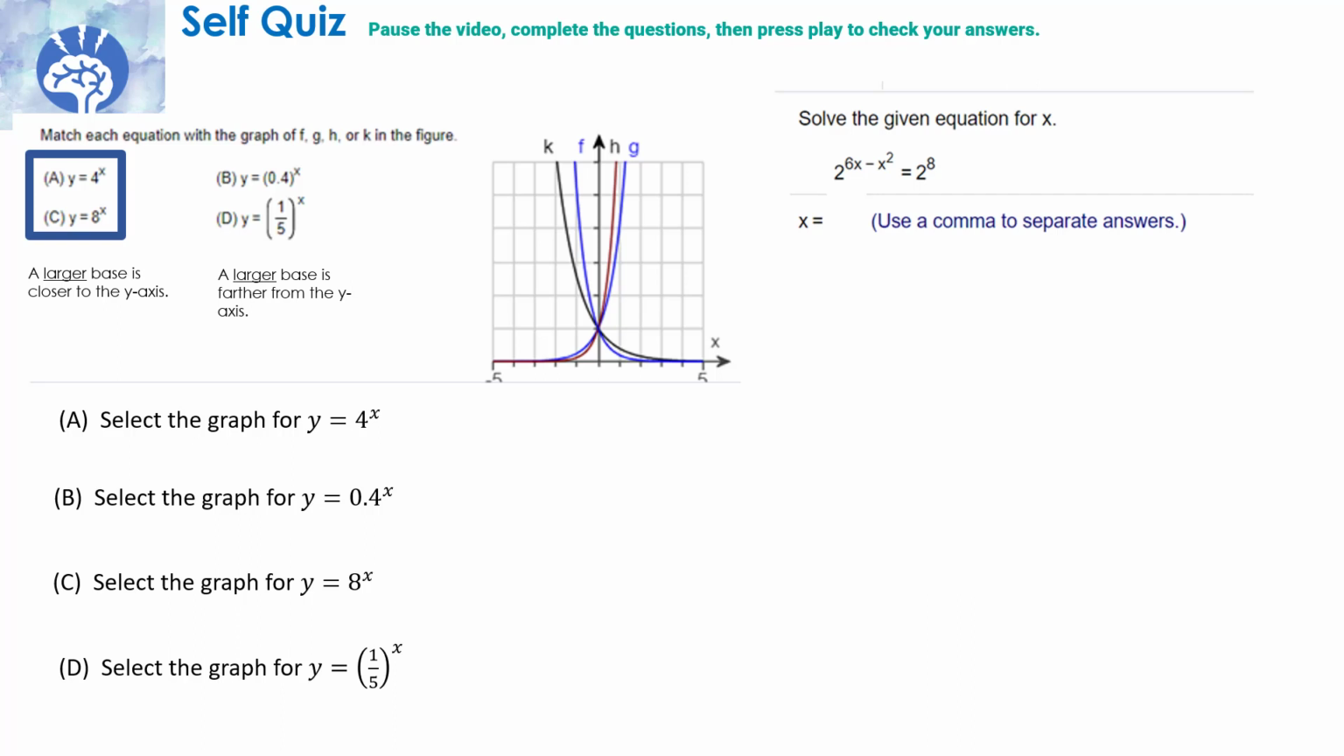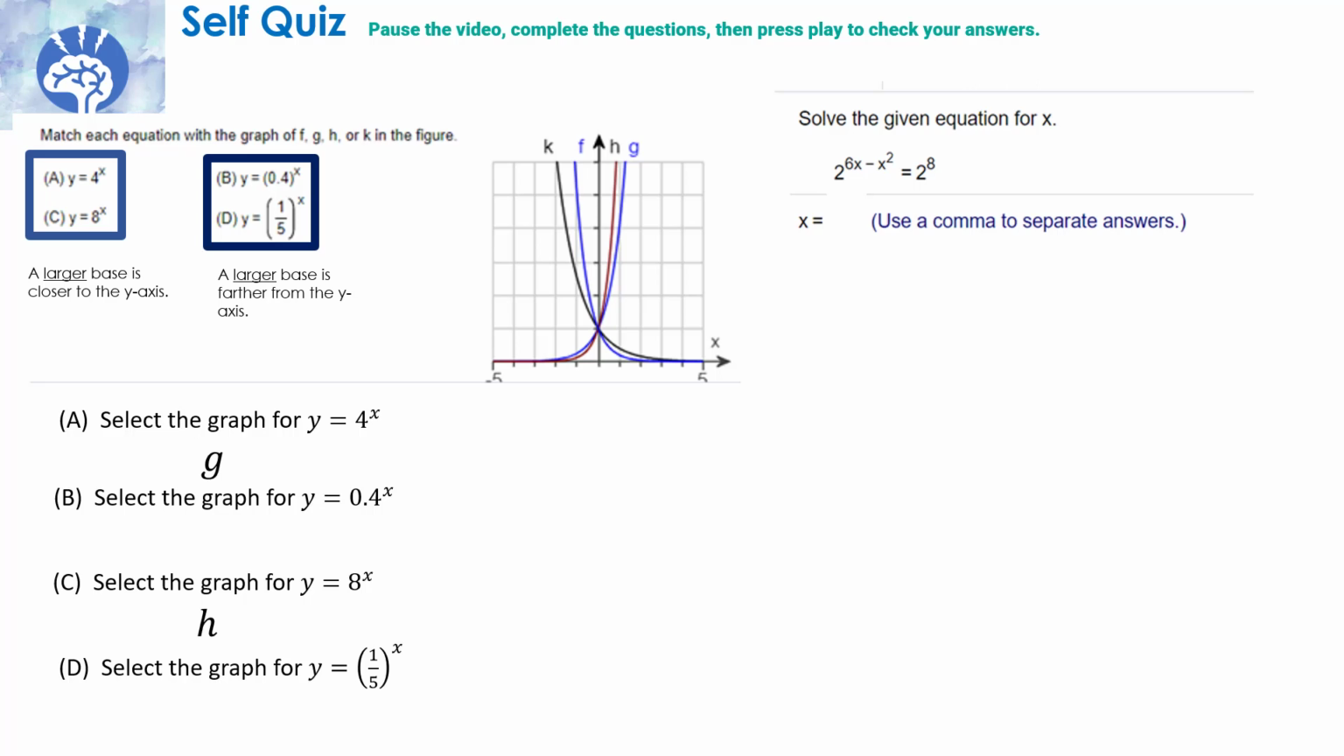Let's look at A and C first. Select the graph for y equals 4 to the x, and then select the graph for y equals 8 to the x. The larger base is closer to the y-axis. I have 4 to the x, so that's going to give me g compared to h, because 8, the base, is closer to the y-axis.